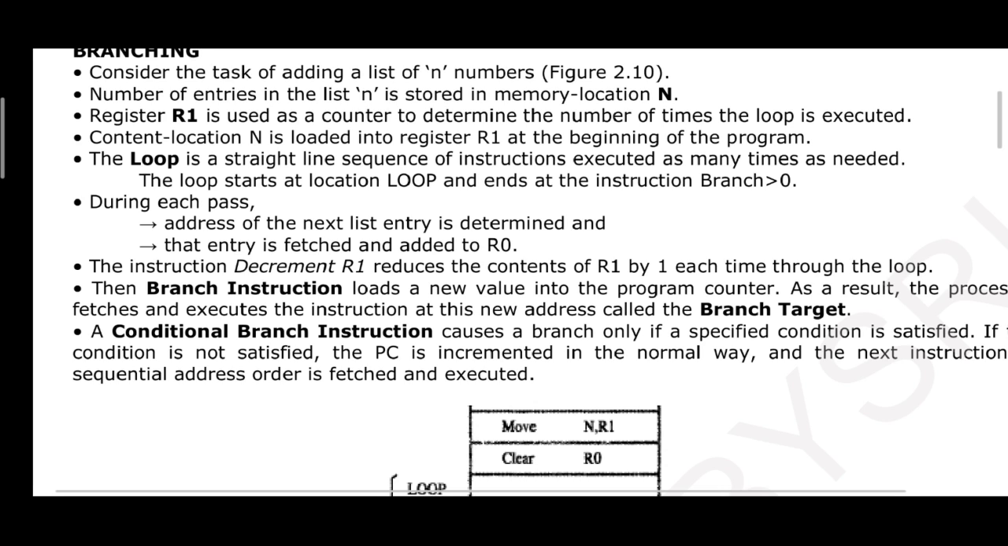The same concept we are going to simulate in assembly programming for the addition of n numbers. Instead of writing the add instruction 10 times, we can just use a loop. Let us see how to do that. Register R1 is used as a counter to determine the number of times the loop should be executed, whether it is 10 or 20 or 5. The content of location n is loaded into register R1 at the beginning of the program. The loop is a straight line sequence of instructions executed as many times as needed.